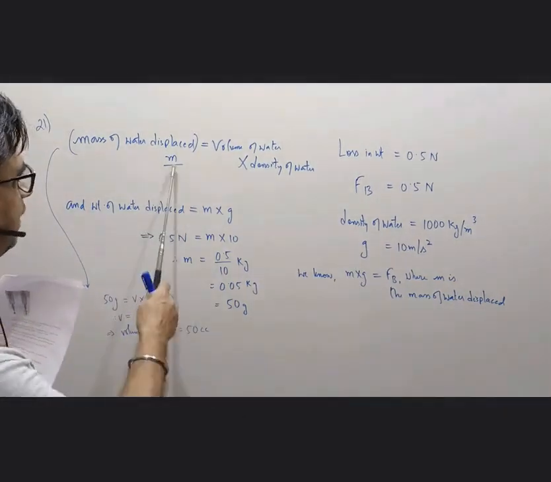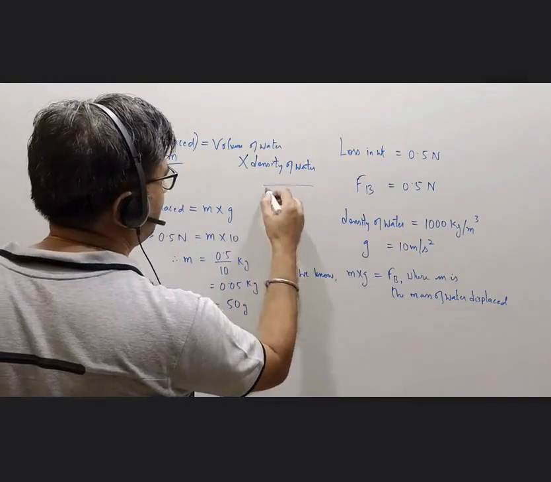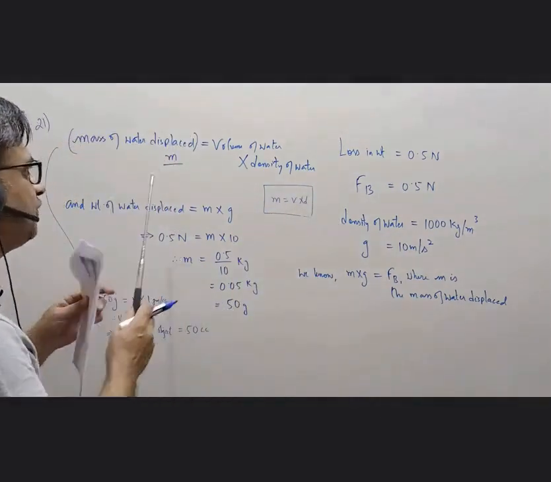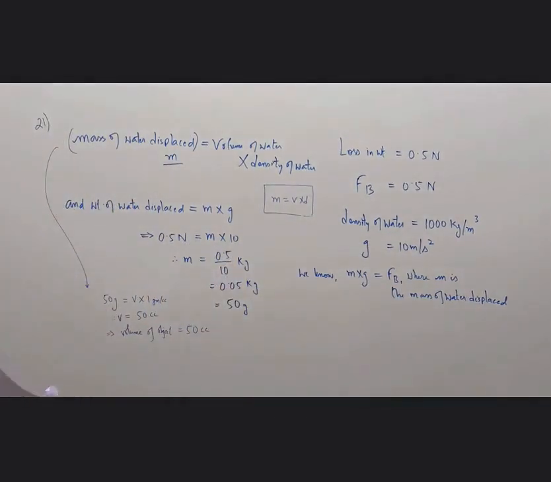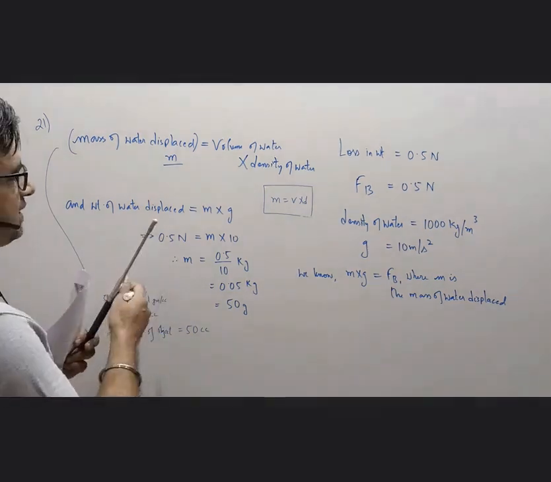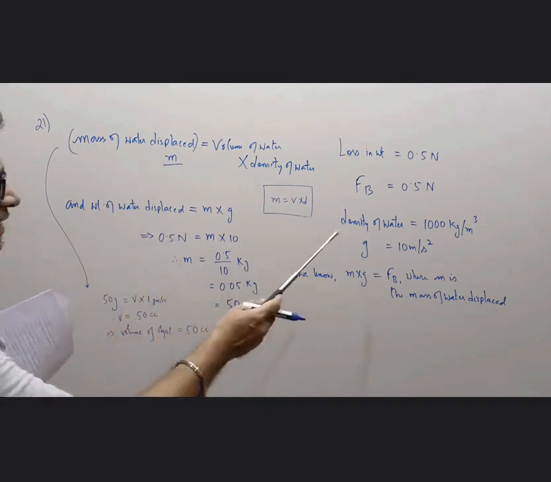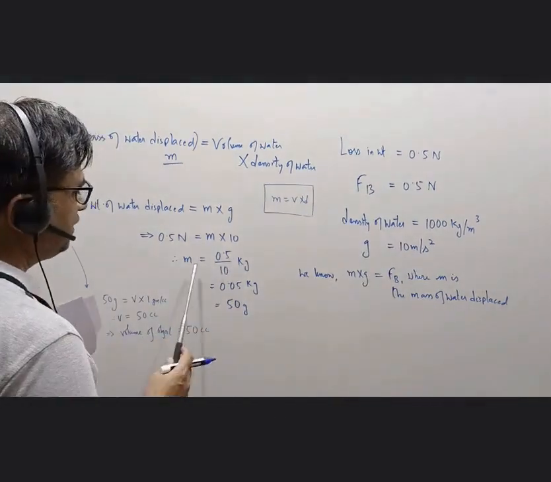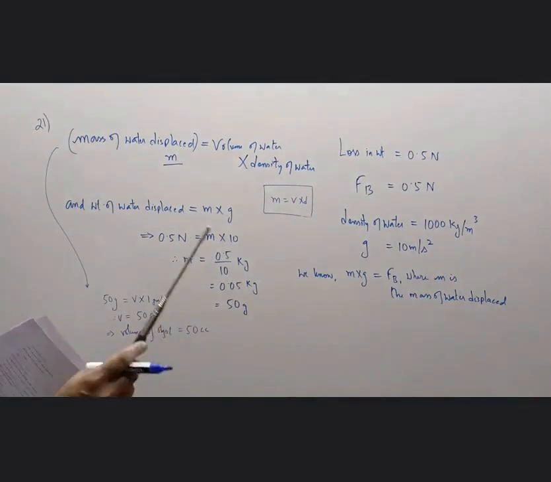Mass of the water displaced, that's m, let's say. We've already taken this as m. That is equal to v times density. We know that mass is volume times density. So the mass of the water displaced is the volume of the water displaced into the density of water, and the weight of the water displaced is mass times g. So let us first figure out what this will be. In this case, the weight of the water displaced is 0.5 newton. We know that this is mass times acceleration. g is given as 10. So from this you can see that the mass of the water displaced comes to 50 grams. 50 grams is the mass of the water displaced.